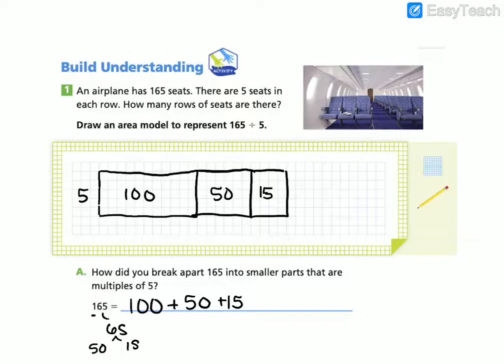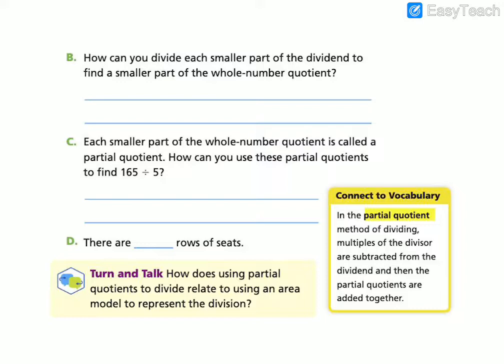So 100 divided by 5, it's the same as thinking of 10 tens divided by 5, which would be 2 tens or 20. 50 divided by 5 is 10, and 15 divided by 5 is 3. So in order to find our quotient, we would add up our partial quotients. We find 33. Okay, let's go ahead and answer the rest of the questions now.